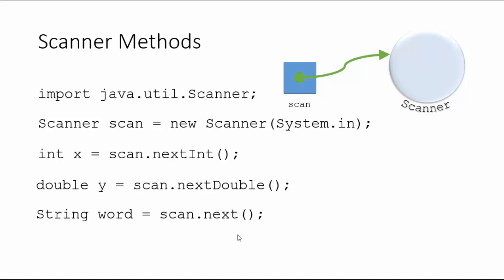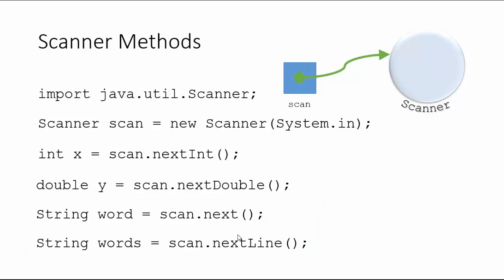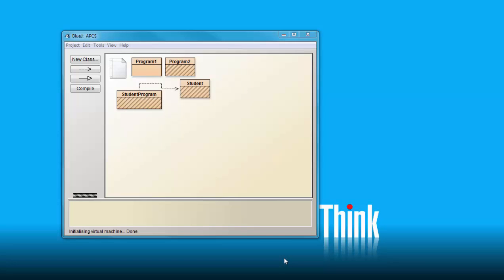To input characters or strings of data, use the next or the nextLine method. Next will scan until a space is encountered, and nextLine will scan until the end of the line is encountered. The string of characters is used to create a String object, and the address to that String object will be placed in the reference variable word or words. Now, let's write a program to prompt a user for their name and age, and we will calculate and print a message with the year they were born.